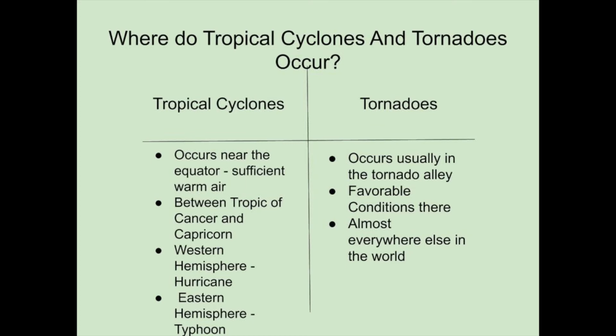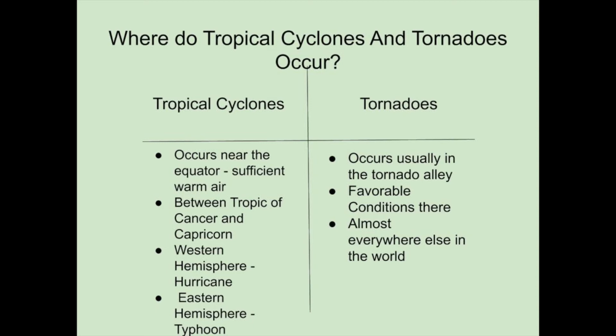Typhoons usually occur near the equator, because there is sufficient warm air there. They occur between the Tropic of Cancer to the Tropic of Capricorn. If the tropical cyclone is in the eastern hemisphere, then it is called a cyclone in the Indian Ocean or a typhoon in the western Pacific. If it is in the western hemisphere, like the Atlantic Ocean or eastern Pacific, then it is called a hurricane.